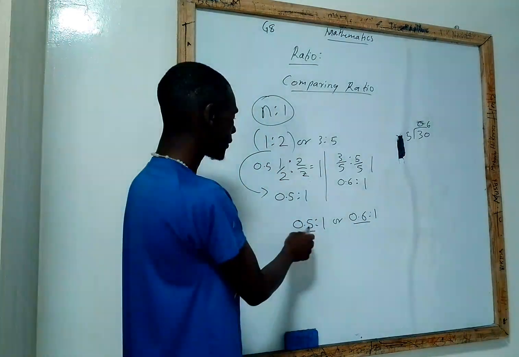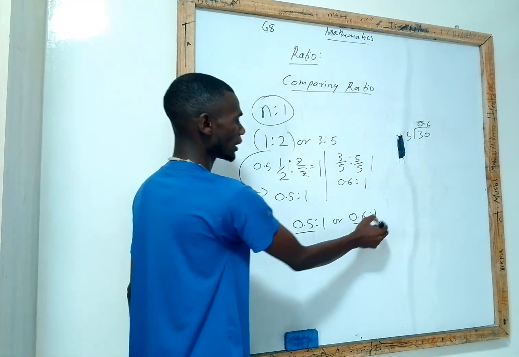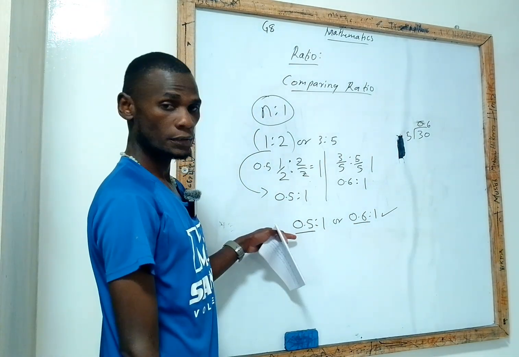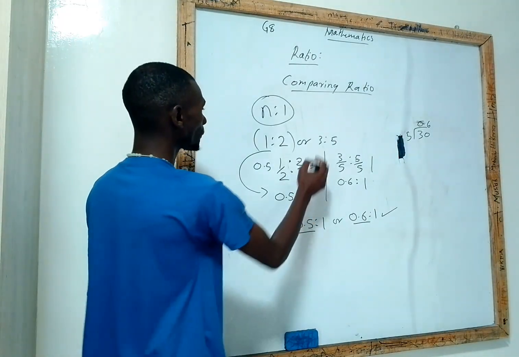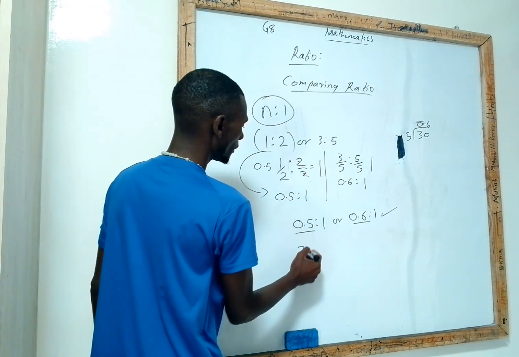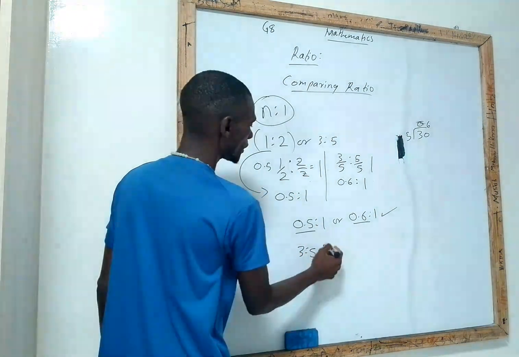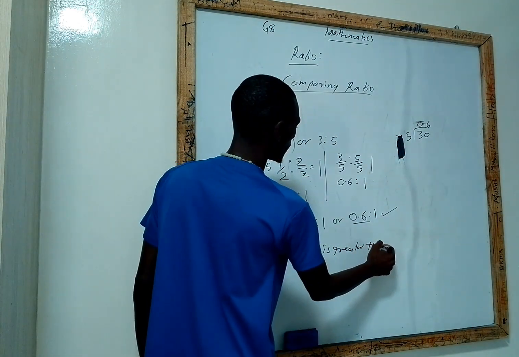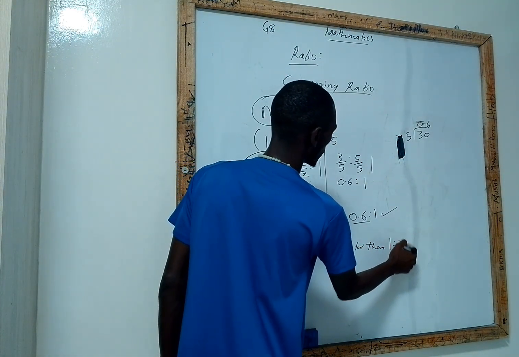So this is 0.5, this one is 0.6. So automatically this one is greater. 0.6 is greater than 0.5. So that means this 3 to ratio 5 is greater than 1 to ratio 2.